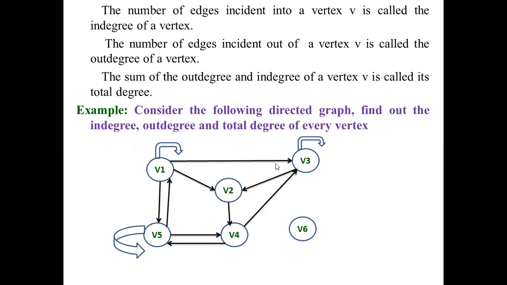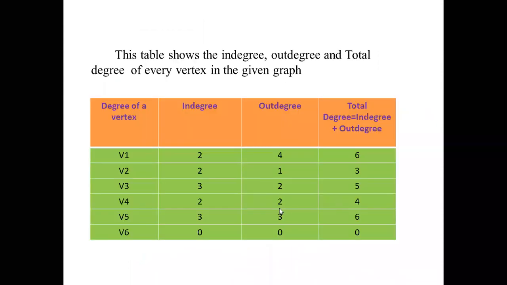So in degree of V3 is this edge and 1, 2, 3. Okay. So in degree of V4. V4 is 1, 2. These two edges V2 to V4 and V5 to V4. So in degree of V4 is 2 and out degree of V4 is 1, 2. So total 2 plus 2, 4.